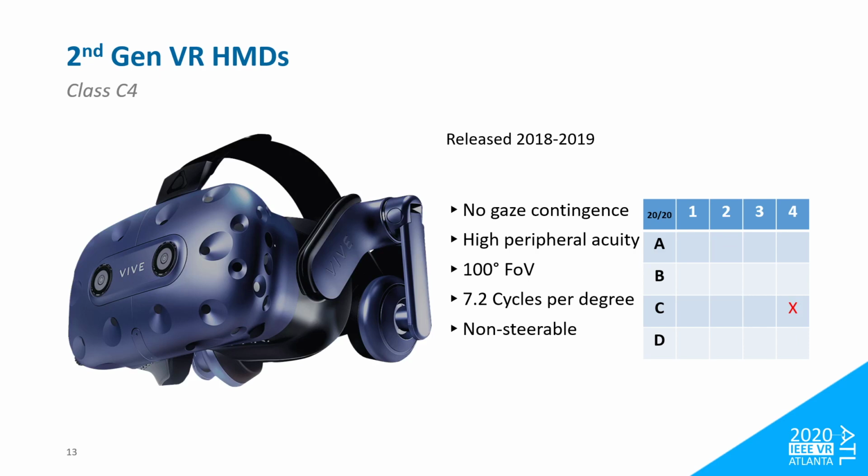For some of the recent second generation VR HMDs, we've given them Class C4 because they once again do not have any gaze contingence. However, due to the increased resolution, we consider them to generally match in the periphery for at least the central gaze angle.